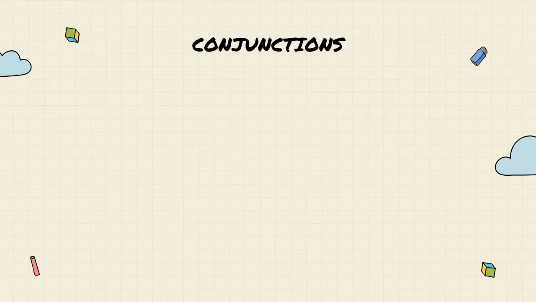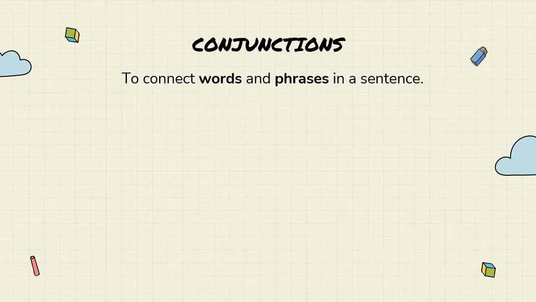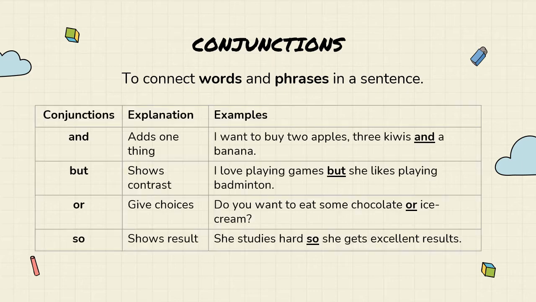Moving on to the next one, we have conjunctions. Conjunctions are used to connect words and phrases in a sentence. Look at this table. The first one, and. It is used to add one thing. For example, I want to buy 2 apples, 3 kiwis, and a banana. But shows contrast. For example, I love playing games, but she likes playing badminton.